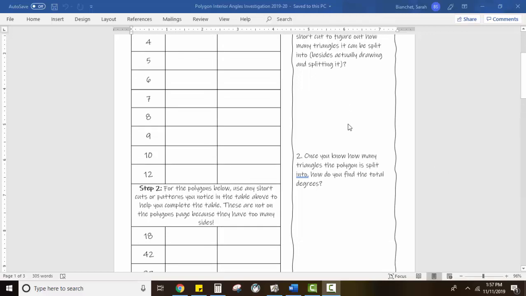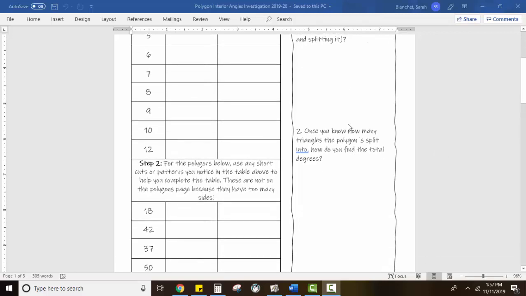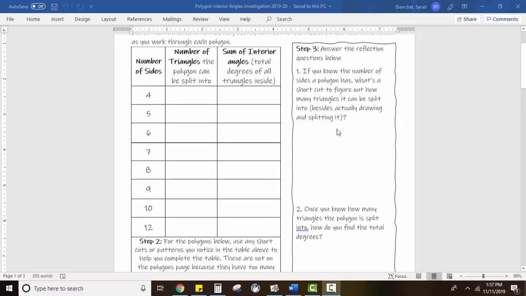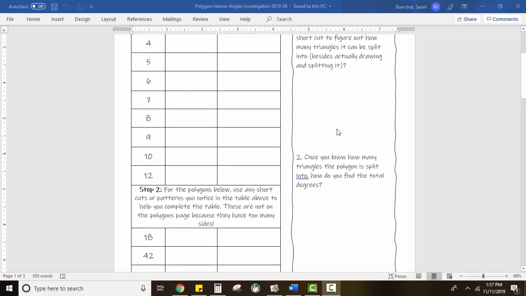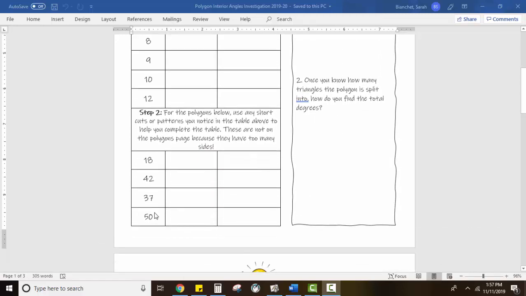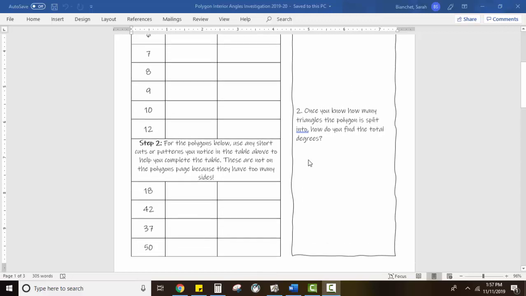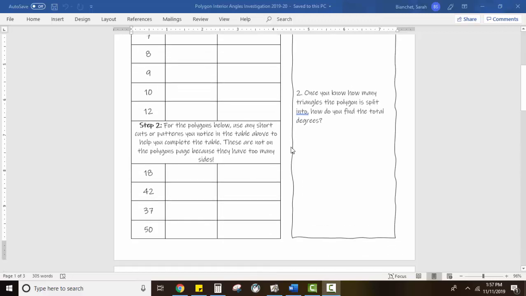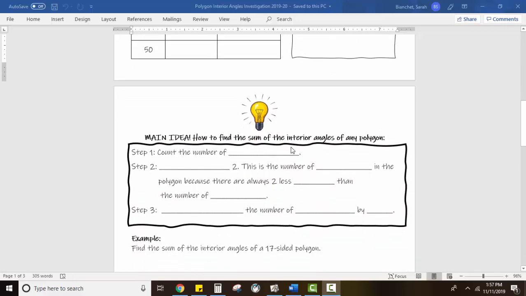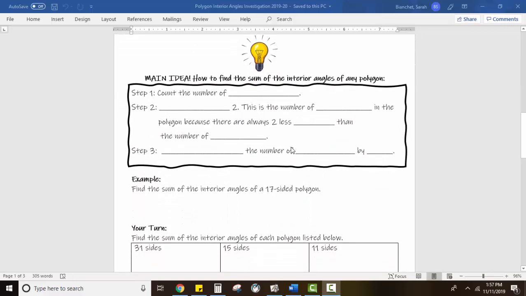Okay, so you should have everything done on the front. And hopefully you made some pretty big discoveries on some shortcuts for polygons, especially when it comes to the ones with like 37 and 50 sides. You don't want to have to draw those out and split them into triangles because chances are it's going to get really messy and you'll probably be inaccurate. So we're going to take those big discoveries you made and wrap it all up on the back of this paper.